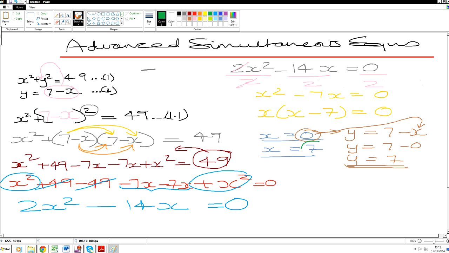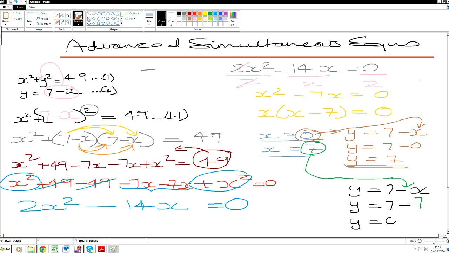Okay, now we need to try the second one in the same equation. So let's use the first equation again. y is equal to 7 minus x. What is x equal to now? 7. So we put in 7. So y is equal to 7 minus 7. 7 minus 7 gives us an answer of 0.